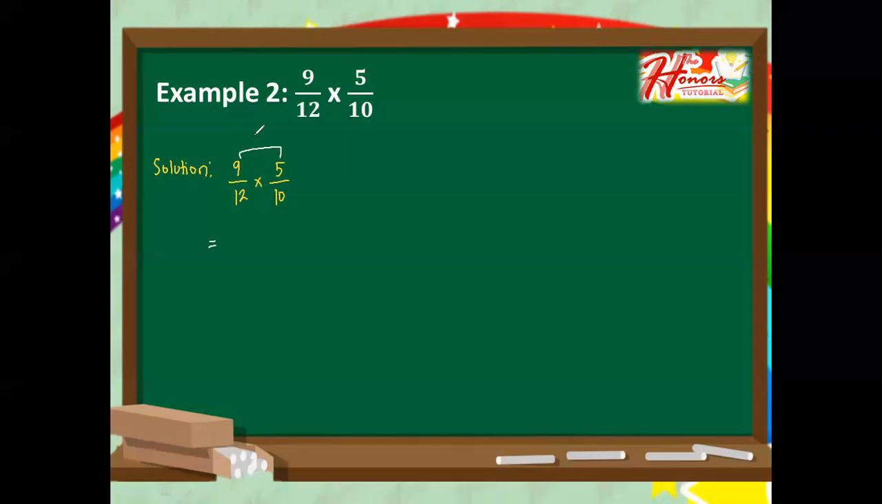So 9 times 5, that's 45 here. And then in our denominator, that's 12 times 10, that's 120. And then just check if there's still a number that can divide the numerator and denominator at the same time without remainder. And that is, we can use 5. 45 divided by 5, that's 9. 120 divided by 5, that's 24.